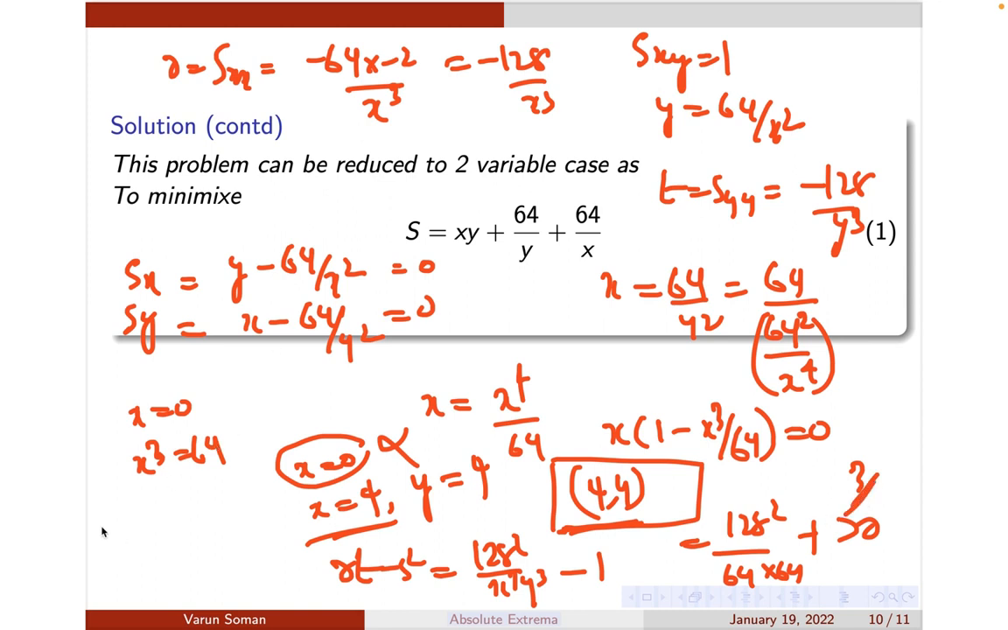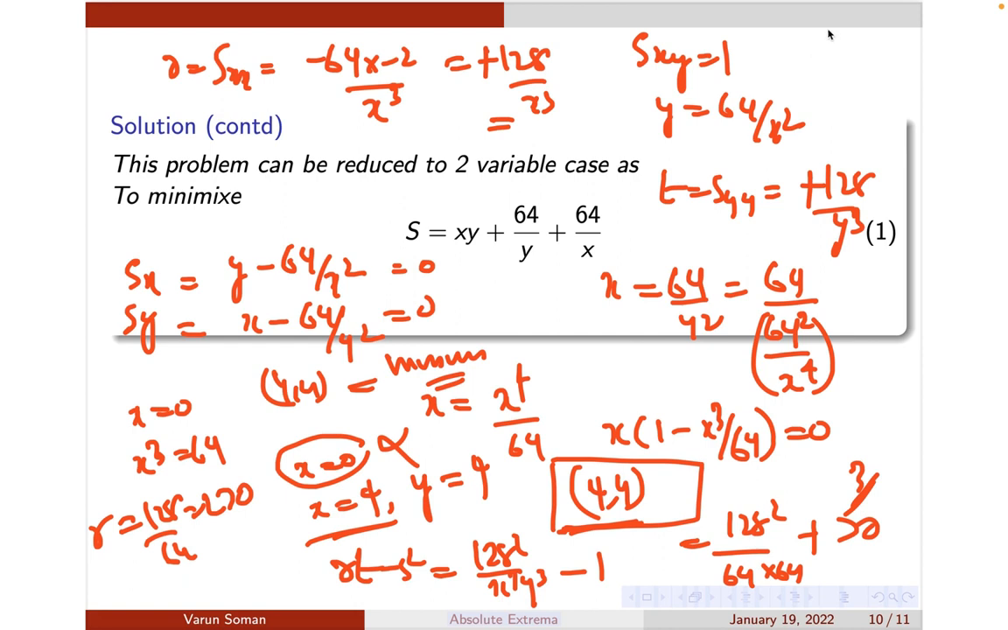And also your r value, what is your r value? Minus 128 by x cube, that is again negative. Okay, it's not minus, actually it's plus. Please correct me, this is actually plus only, because both negative signs are coming. So your r value is actually positive here, because it is 128 by 64, which is 2, greater than 0. So your rt minus s square is greater than 0, your r is greater than 0, that means the point 4, 4 is a minimum.